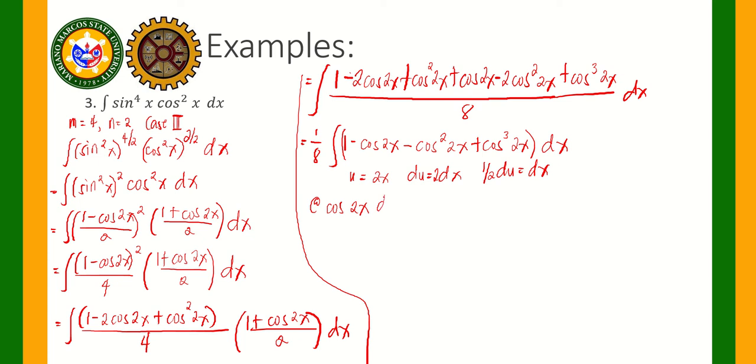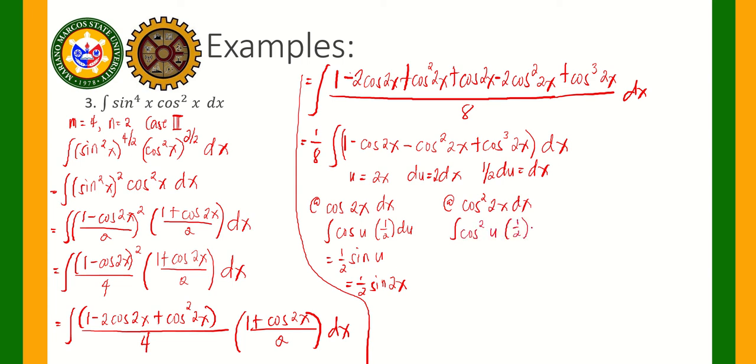So, this will be equal to cosine 2x dx is equal to the integral of cosine u. What is dx? That is 1/2 du. So, this will be equal to 1/2 times the integral of cosine u du, that is equal to sine u. And we all know that u is equal to 2x. So, this will be equal to 1/2 sine of 2x. And then at cosine squared 2x dx, so this will be equal to cosine squared u times 1/2 du.